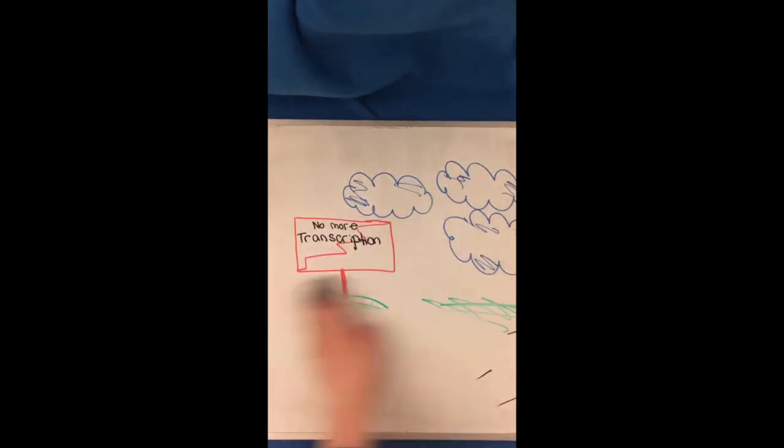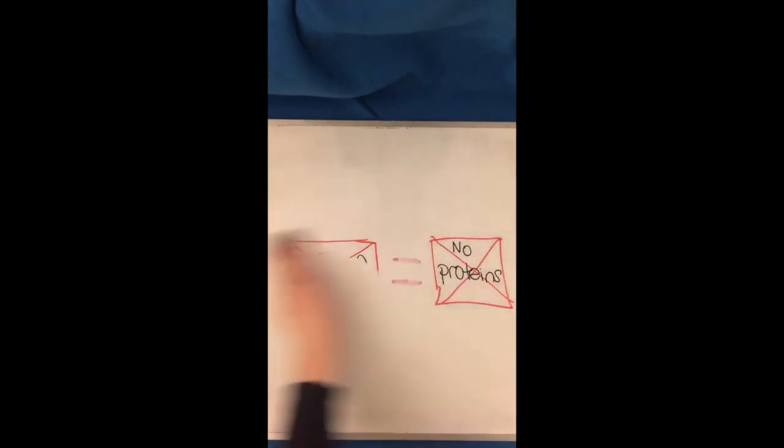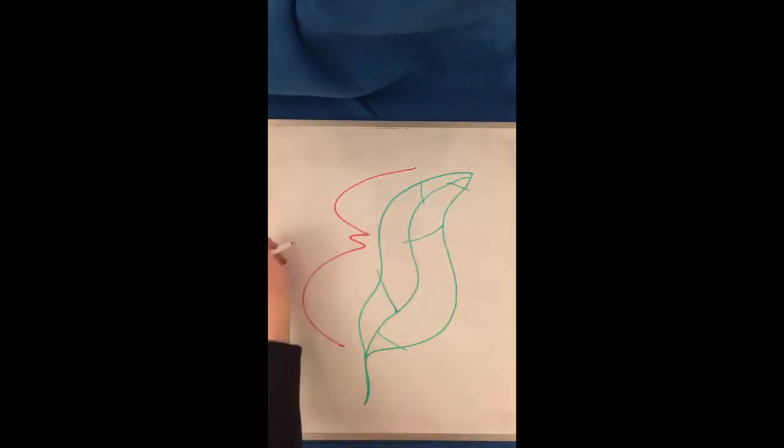Without transcription taking place, there would not be any mRNA being formed and moving into the ribosome for translation. This means that no protein will be made, which results in the cells not having any building blocks.